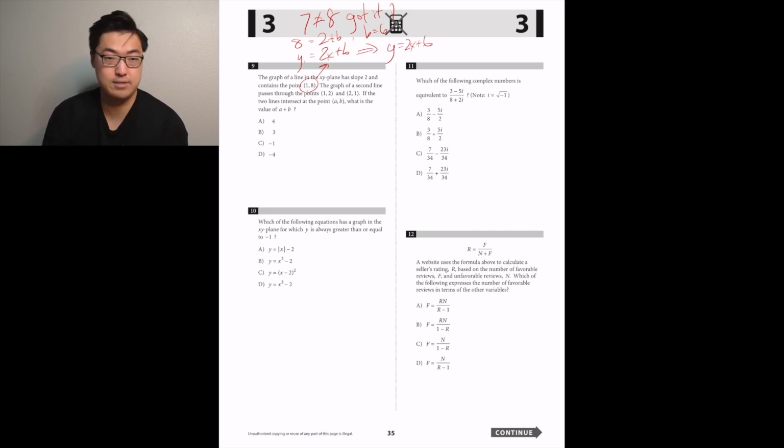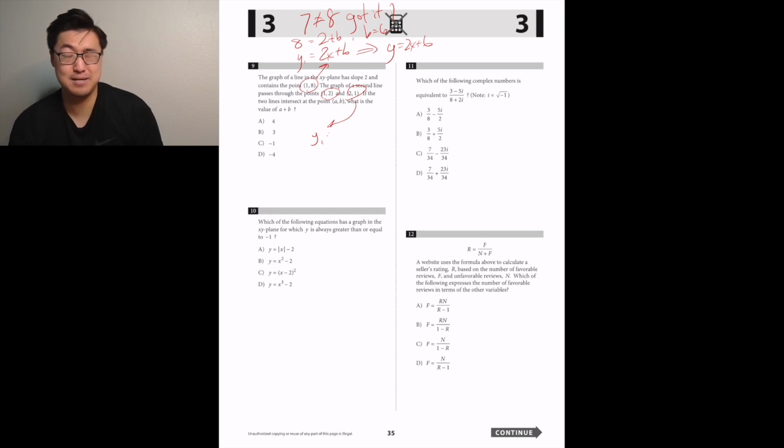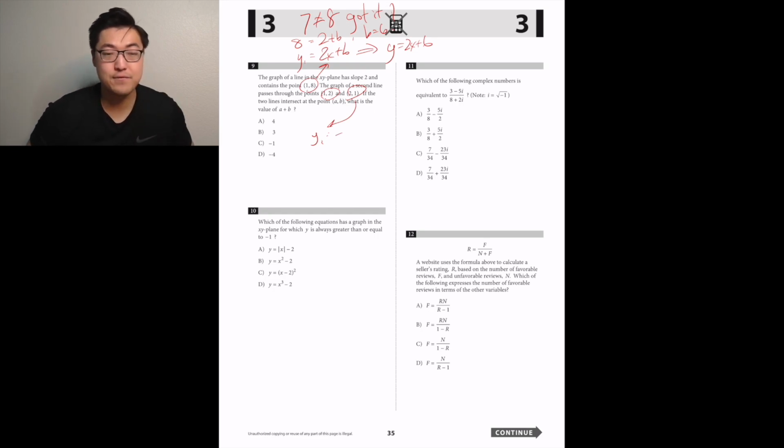B is, did I do that right? 8 is equal to 2 plus b, I think so. Okay, so then b is 6. So then we have the first line is, this is going to be a doozy to do in my head. So 2x plus 6, y is 2x plus 6.